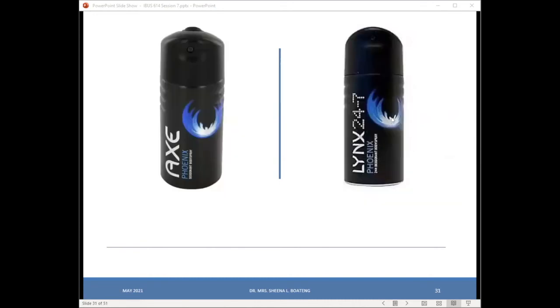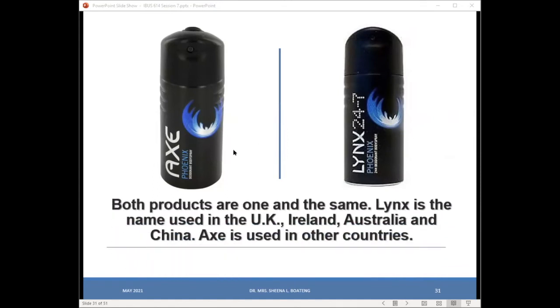The same for Axe and Lynx. At some point, Axe deodorant was very popular in Ghana here among our gentlemen, right? And they are basically the same product. One is called Axe, and that is sold in the UK, Ireland, that is sold in other countries, whereas the Lynx is sold in the UK, Ireland, Australia, and China. And this is basically because the Lynx was introduced after the Axe had been introduced in other countries.